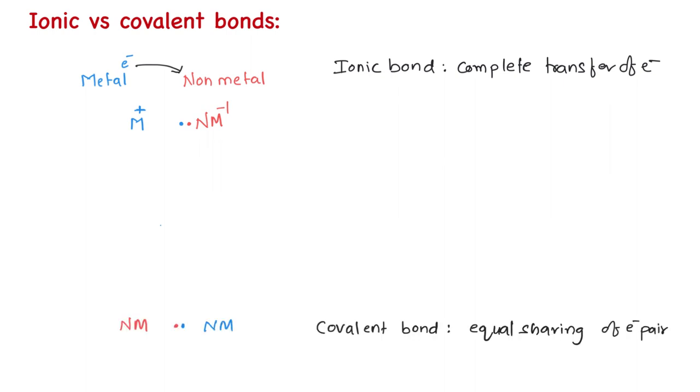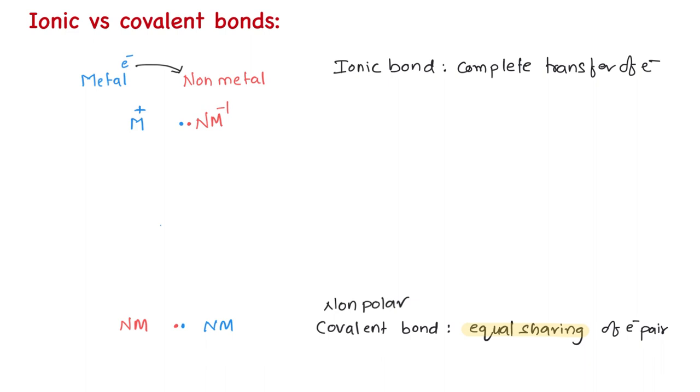A covalent bond, on the other hand, is formed when two non-metal atoms share an electron pair equally between them. Each of the participating non-metal atoms donates an electron, and the electron pair formed is shared equally between the two atoms. Now, the word equally shared is very important here. The shared electron pair is exactly in between the two bonded atoms. That is, same distance from both the atoms. This type of bond is called a non-polar covalent bond.